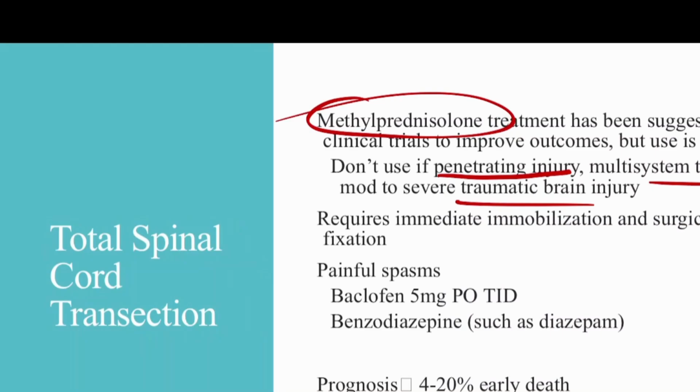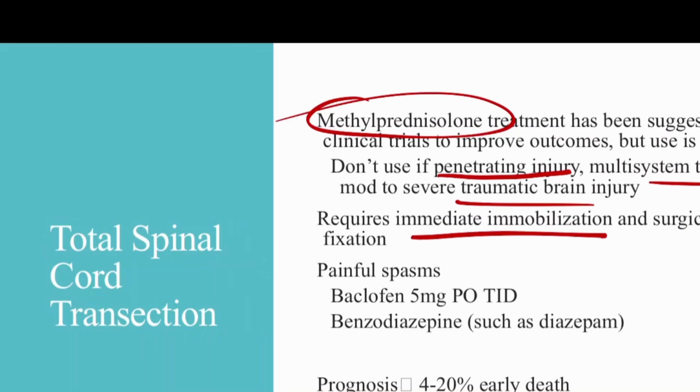Any type of spinal cord transection, immediate immobilization and surgical fixation, which is why when you see on the football field, they leave the helmet on, they take the mask off, but they keep them fixed in that bed, because if they try to move their head to get the helmet off, you can move around and you make that spinal cord worse. So you got an immediate fixation, immobilization, and go from there.